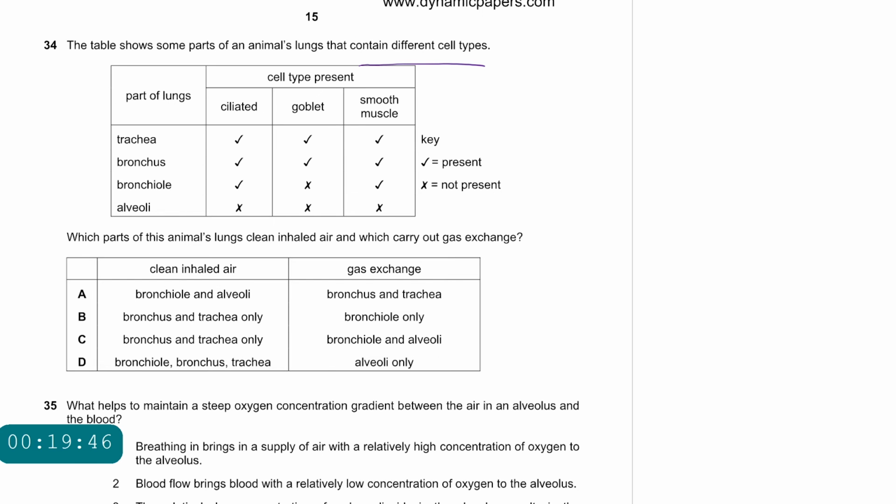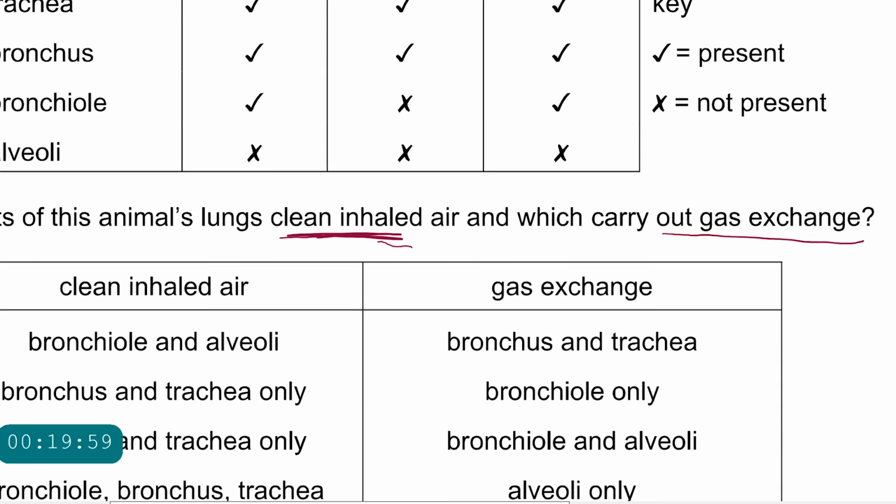34. The table shows some parts of an animal's lungs that contain different cell types. Which parts of the animal's lungs clean inhaled air and which carry out gas exchange? So let's start with the first part. Clean inhaled air is definitely going to be a structure which contains both goblet cells and cilia. Goblet cells release mucus, which traps dust particles, and cilia sweeps that mucus to the back of the throat so it can be swallowed. This is the mechanism lungs use to clean the inhaled air.